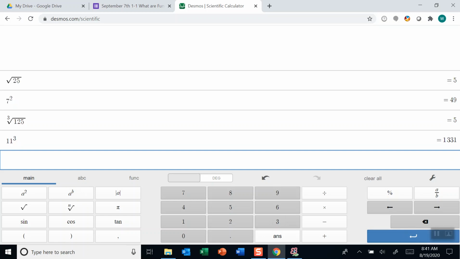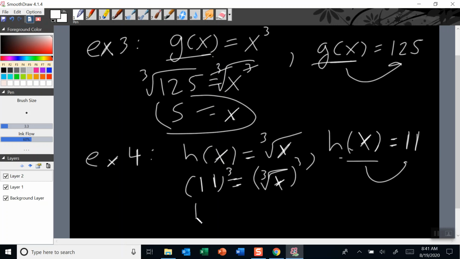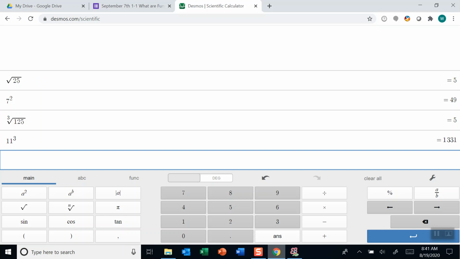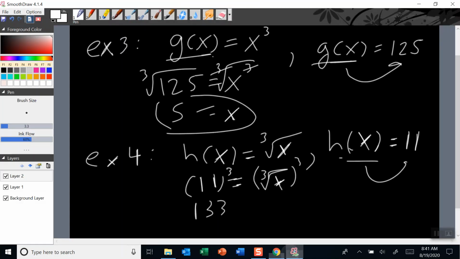1,333. So go back over here, turns out 1,330, I'm sorry, I misspoke. 1,331. 1,331 is equal to our original x value.